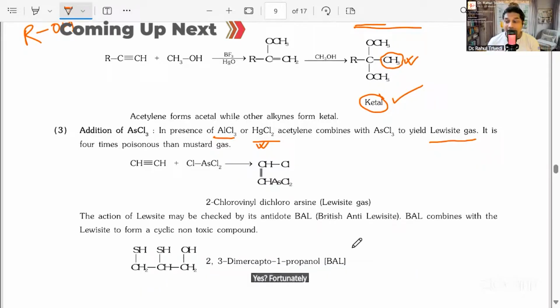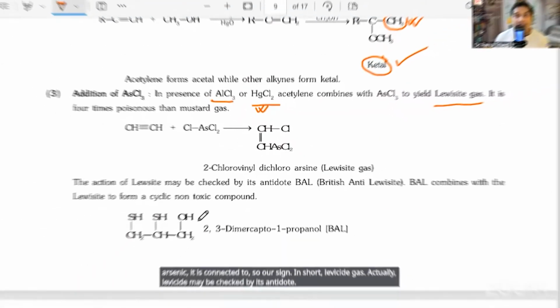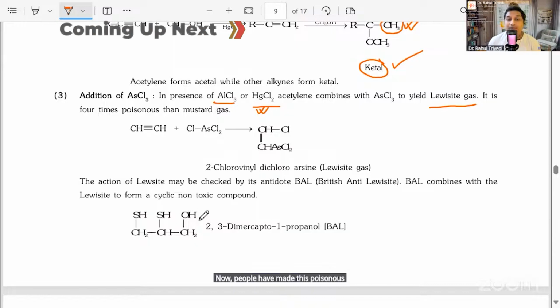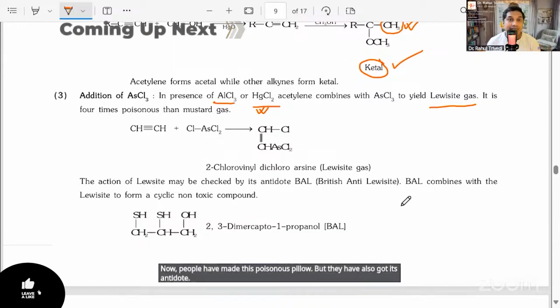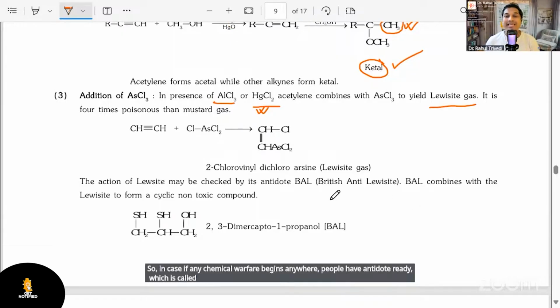Fortunately, Hitler was not there today. Otherwise, in his concentration camps, this would be running. Now, people have made this poisonous fellow, but they have also got its antidote. So in case any chemical warfare begins anywhere, people have the antidote ready, which is called BAL, British Anti-Lewisite.